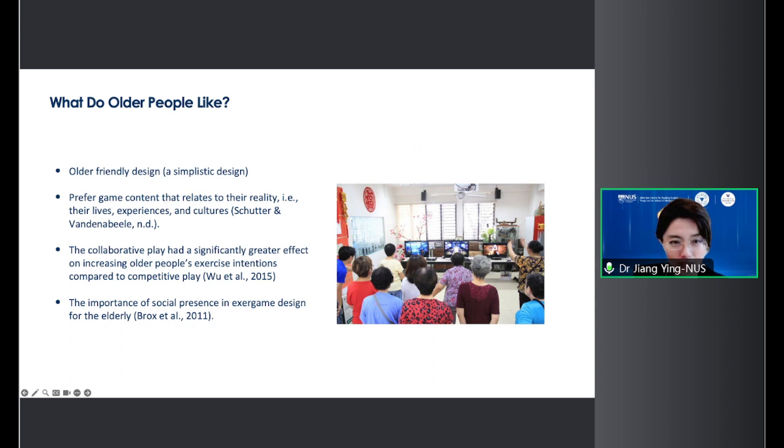They also want a collaborative play instead of competing with each other. They enjoy that everyone's there and cheering for each other, the social presence of the game. So this is the design they prefer instead of more competitive game playing. So they have different needs. We can see they have different needs.